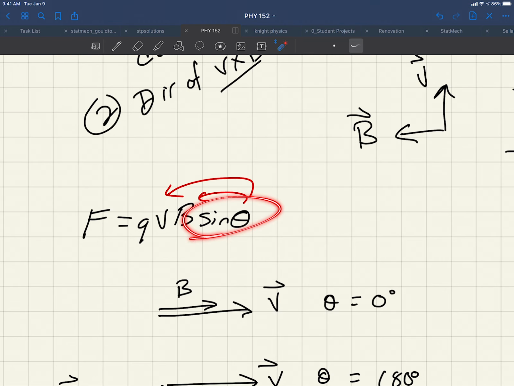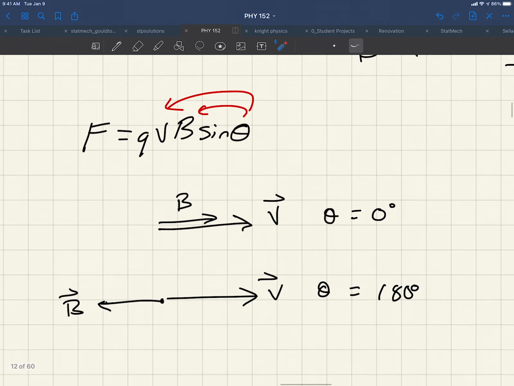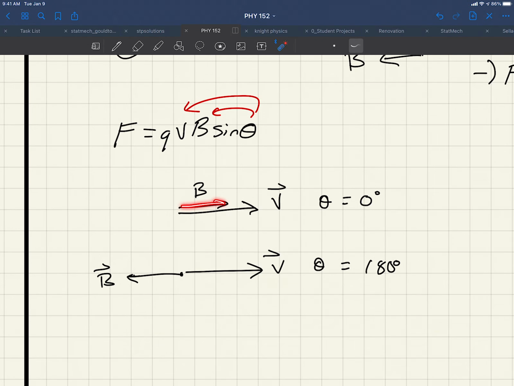And now sine theta is where you're going to get all of your kind of action from. So of course you remember that when two vectors are pointing in the same direction, the angle between them, that's what this theta is talking about, the angle between them is going to be 0, and then of course sine of 0 is 0. So what we see here is that the force is going to be 0.